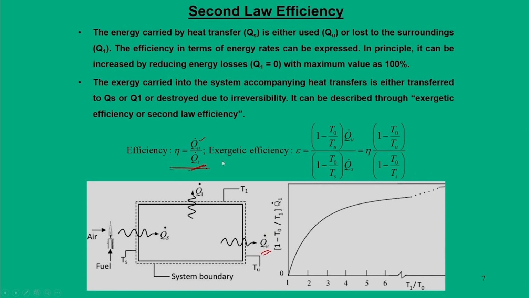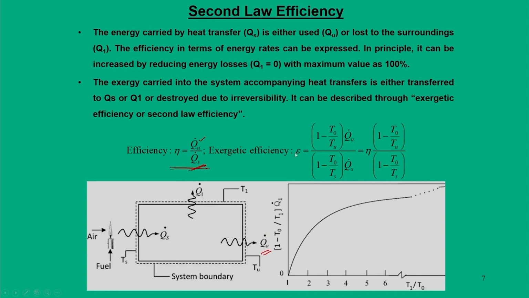Now, if I want to calculate the exergetic efficiency, then we have to recall the same expression of efficiency, but we are going to write it in a different way. That means, for this Qu which is heat as energy, the corresponding Exergy value will be 1 minus T naught by Tu, where T naught is your ambient temperature and Tu is the temperature of the surface at which heat Qu is entering into the system. And similarly, for Qs, which is the input for the system, the corresponding Exergy term would be 1 minus T0 by Ts, and here Ts is the surface temperature at which the heat is entering into the system.